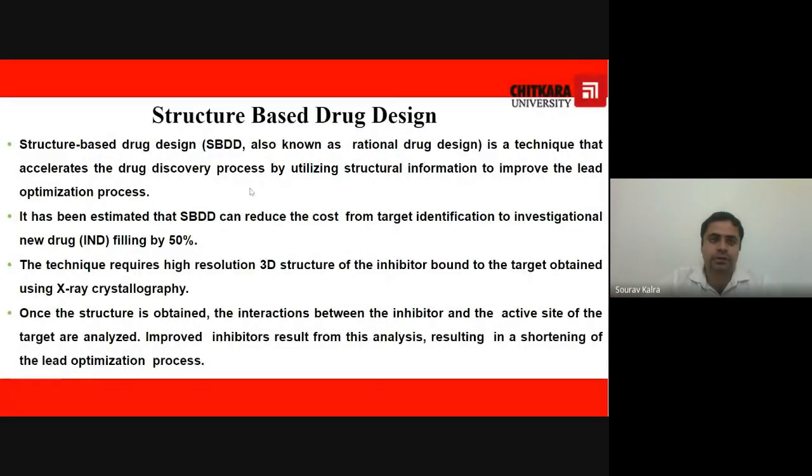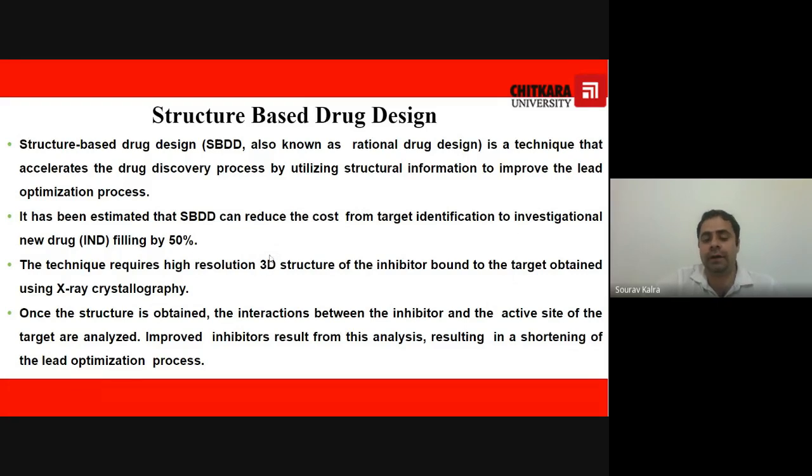If we talk about structure-based design, it is a technique that accelerates the drug discovery process, uses the structural information of a protein, and helps to improve the lead optimization process. It reduces the cost of target identification, and if we are filing an investigational new drug application, it reduces the cost of IND filing.